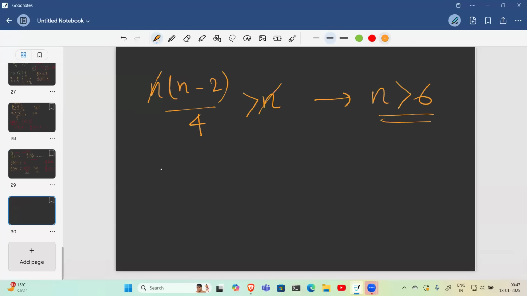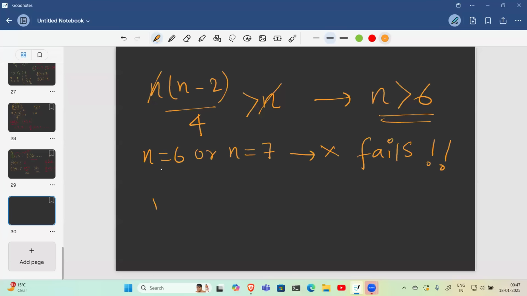So n into (n minus 2) by 4 has to be greater than n in order for my solution to work. So let's solve this inequality. What do I get? I get that n must be greater than 6. That means if n is equal to 6 or n is equal to 7, then my solution fails. It does not work.